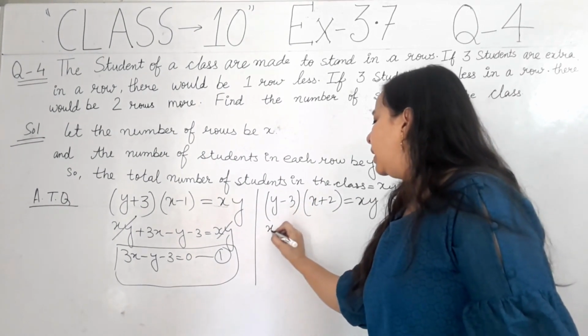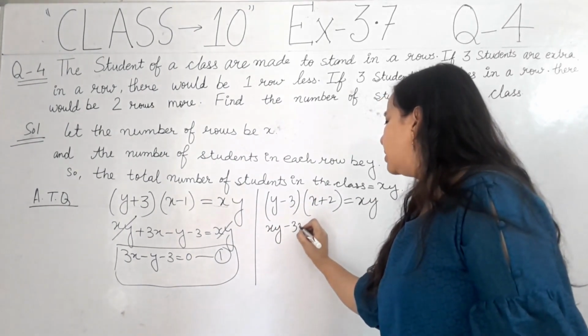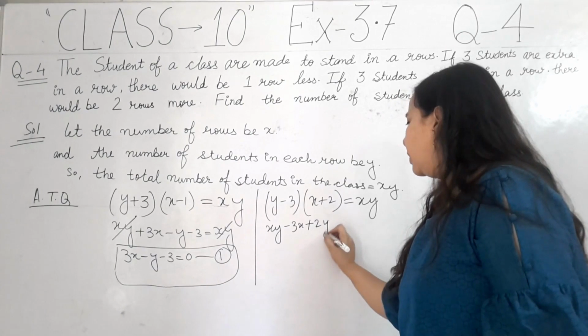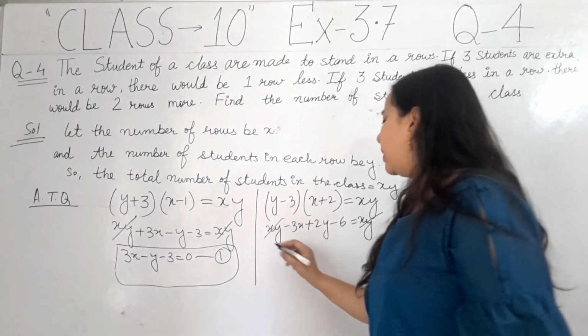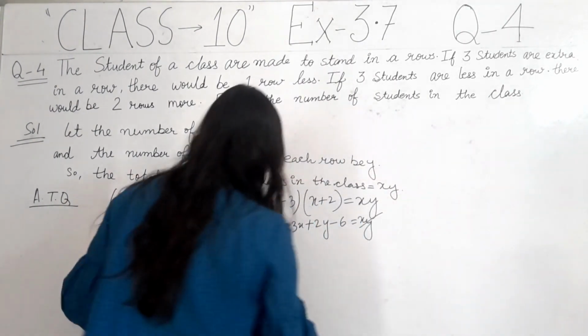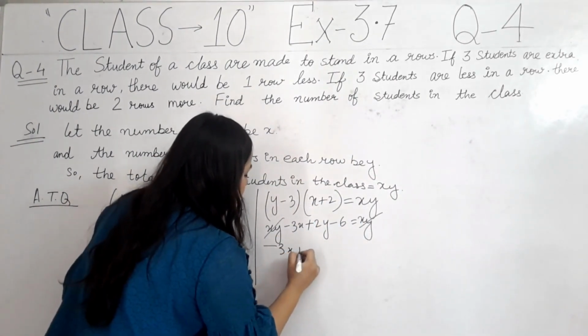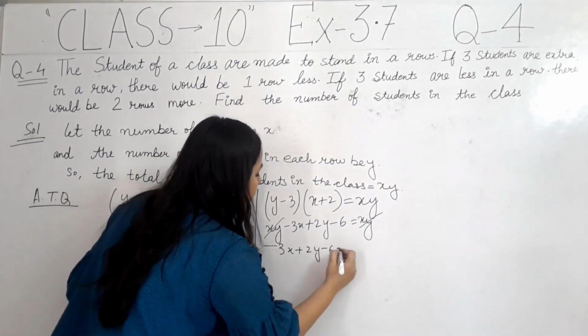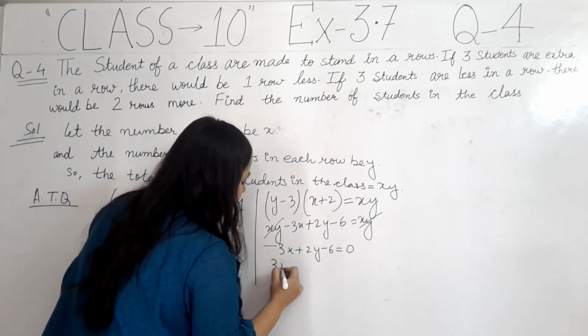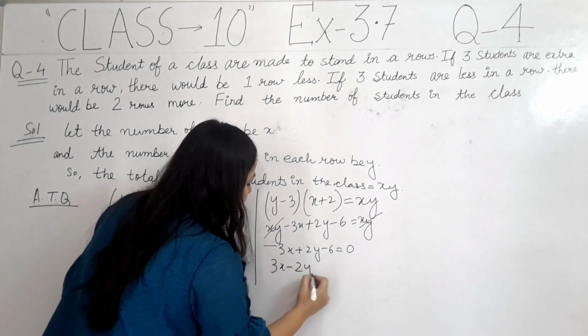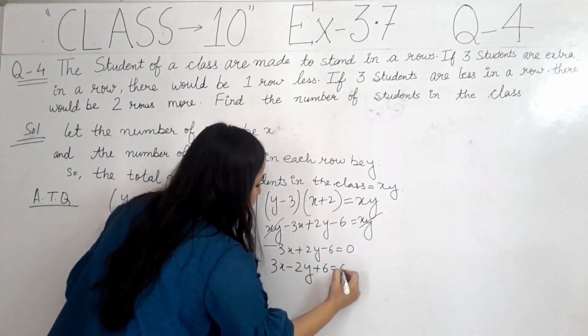तो यहाँ पे हम मल्टीप्लाई करेंगे तो xy minus 3x plus 2y minus 6 is equal to xy, and xy will be reduced by xy and we get minus 3x plus 2y minus 6 is equal to 0, and if we take minus as common then we get 3x minus 2y plus 6 is equal to 0.